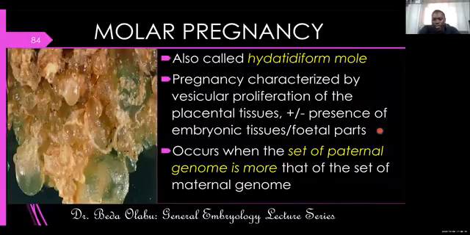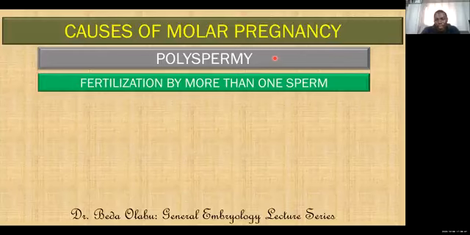Now I want you to start asking yourself, therefore, how can this be possible? There are three ways in which it can be possible. One of them is polyspermy, the question I asked you earlier. If an oocyte is fertilized by more than one sperm, let's say by 2 sperms, then it means that the zygote will have a genome with excess paternal chromosomes than maternal chromosomes.